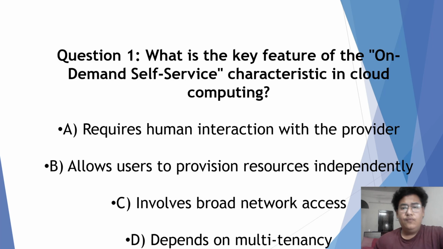First question. What is the key feature of the on-demand self-service characteristic in cloud computing? A. Requires human interaction with provider. B. Allows user to provision resources independently. C. Involves broad network access. Or D. Depends on multi-tenancy. The correct answer is B. Allows user to provision resources independently, because cloud users can access and configure resources as needed without provider intervention, making cloud services highly flexible.